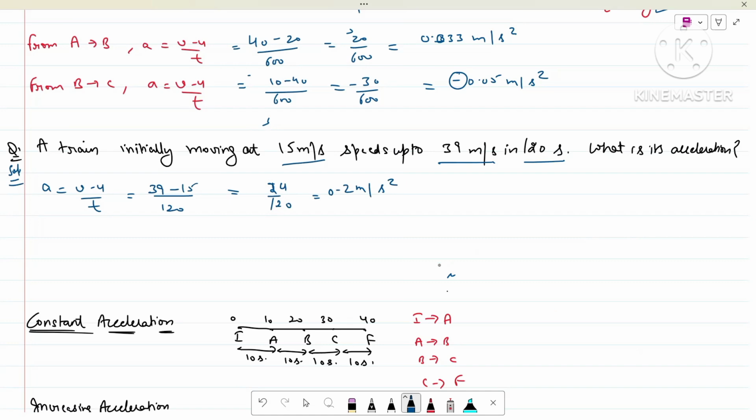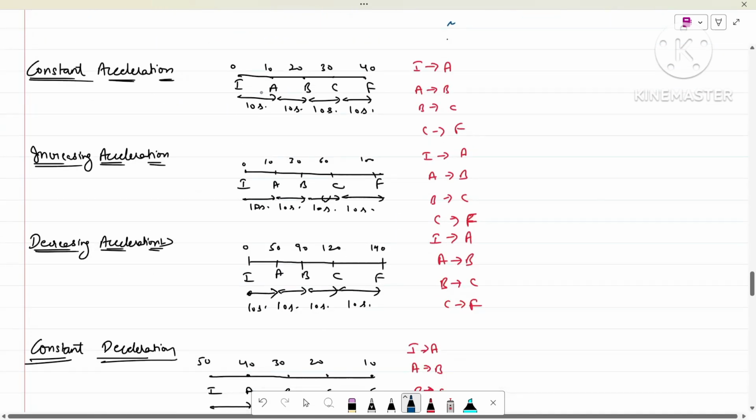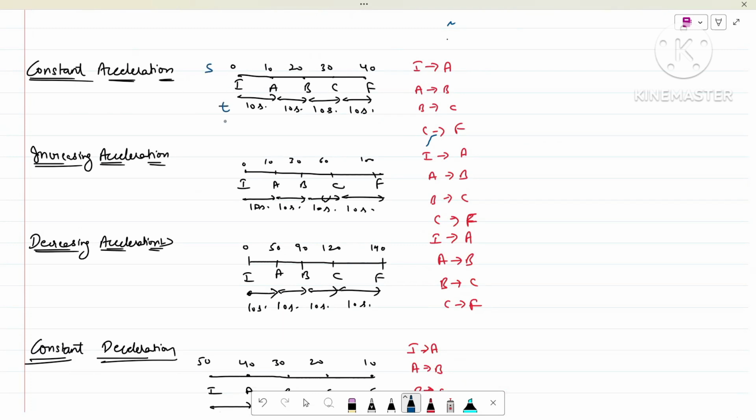Now we will discuss different types of acceleration: constant acceleration, increasing acceleration, and decreasing acceleration. Let's consider this journey. I have divided the journey from I to F into some parts. Here I am mentioning speed and here time. When the particle reaches from I to A, what is the change in speed? The change is 10 minus 0, that is 10, and time taken is 10 seconds. So 10 by 10 is 1 meter per second square.